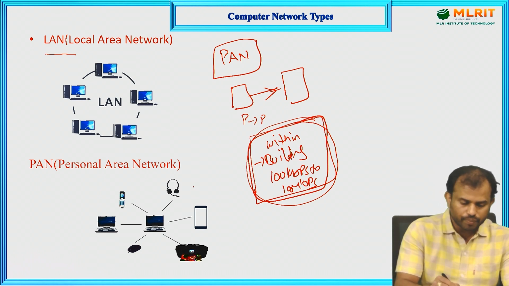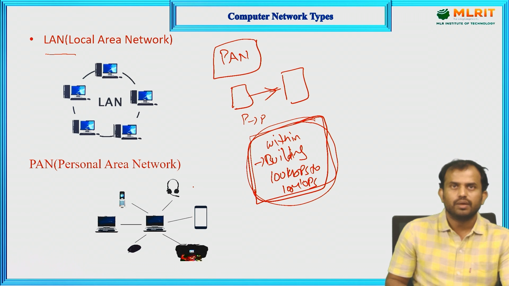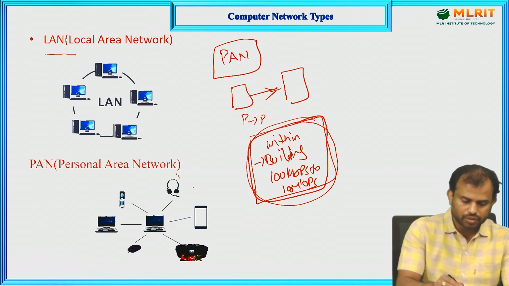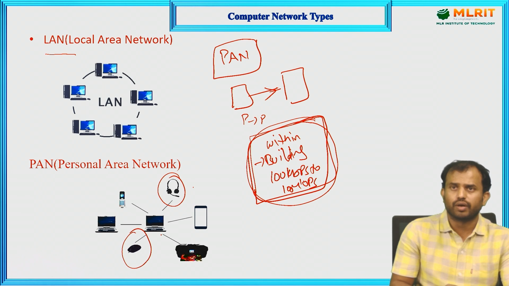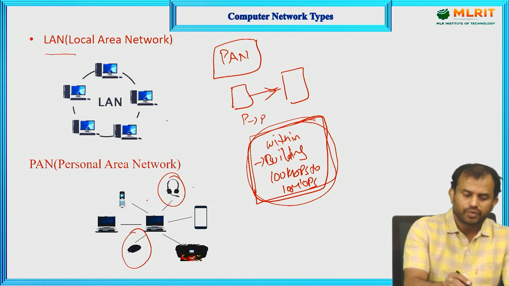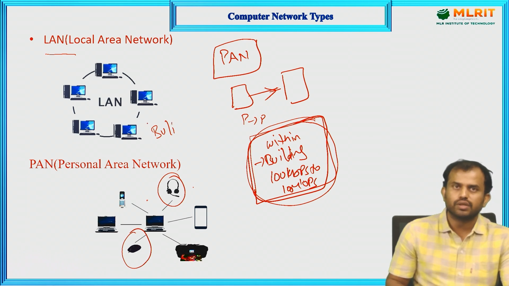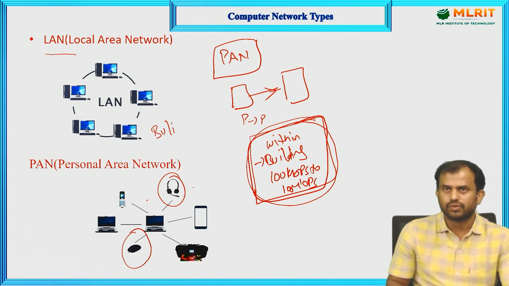And the next one, PAN, which we call the personal area network. The examples are Bluetooth connections, wireless mouse connections, and wireless Bluetooth connections. All this comes under the personal network. And what is a local area network? It is for small buildings and small organizations, where we use the local area network.